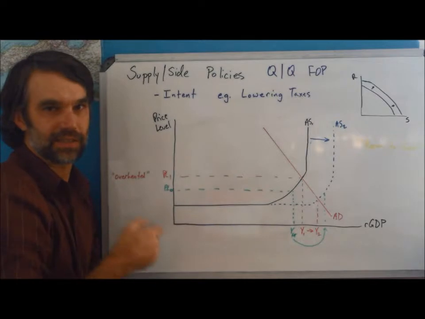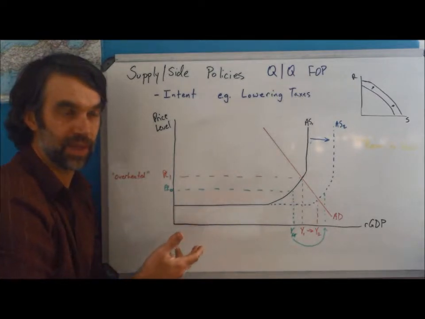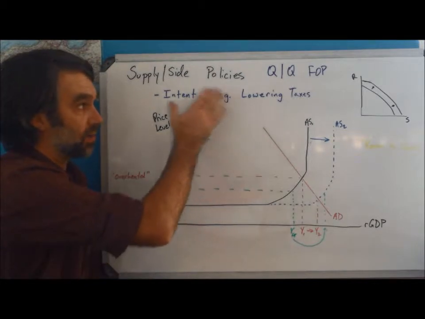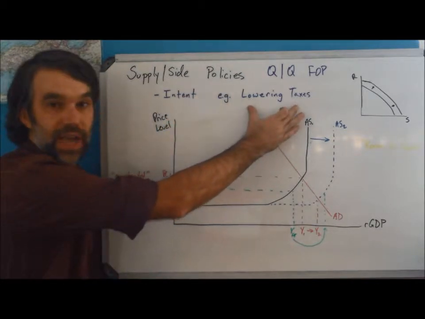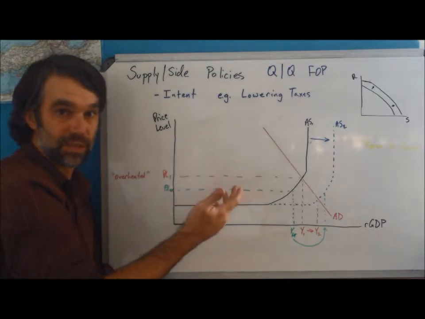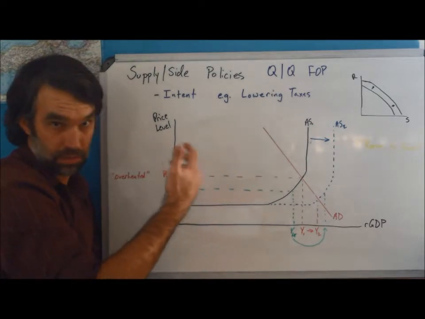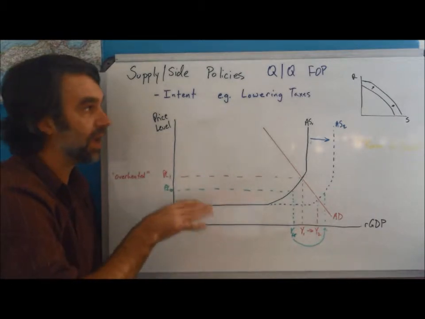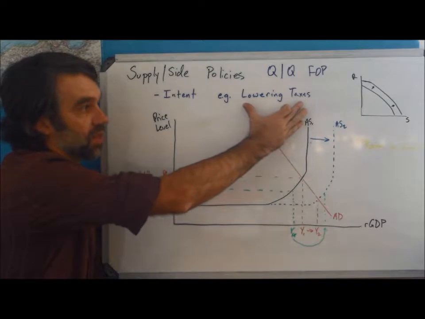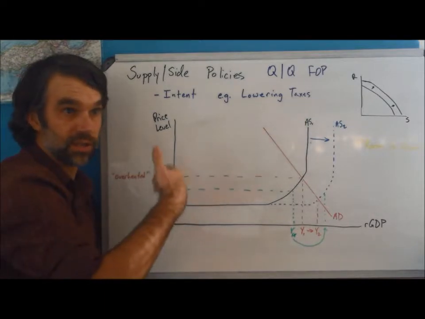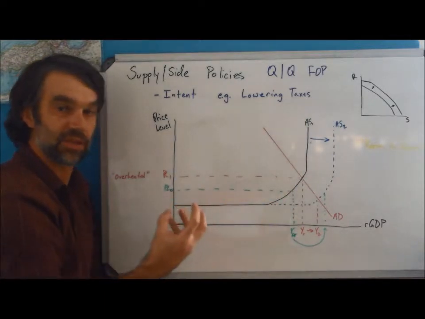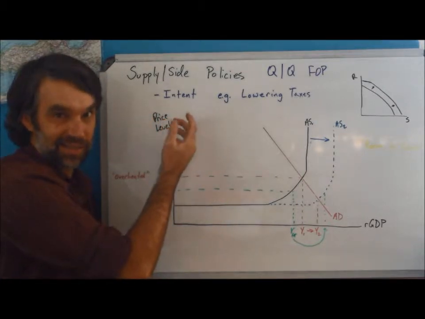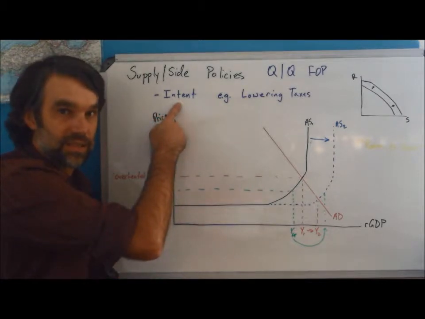Well, lowering taxes is also a supply-side policy, but the reason they're doing it is different. Supply-side economists would want to lower taxes because they think that businesses will be more willing to hire workers and produce goods and services if their costs are lowered, and they think that consumers will be more willing to go work longer hours if they get to hold on to more of their money. So, even though the policy is the same, to lower taxes, the intent is different.